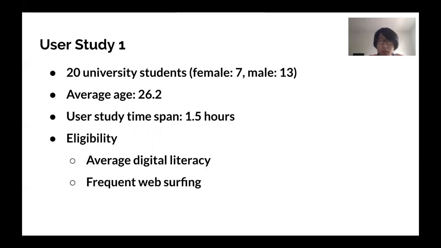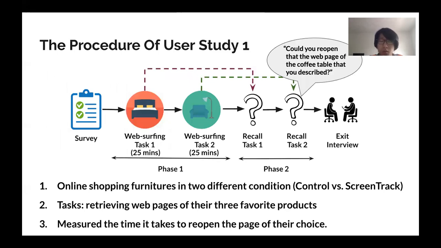For the first user study, we recruited 20 participants, and the average age is about 26 years old. This user study takes about 1.5 hours per participant. Here is the procedure of user study 1. Participants are asked to surf furniture web pages to pick their favorite furniture. We had 2 conditions. One is the control condition, which means without ScreenTrack. And the second one is the experimental condition, which means that the user can use ScreenTrack. After 25 minutes, I asked participants to reopen their favorite furniture web page in the 2 different conditions.